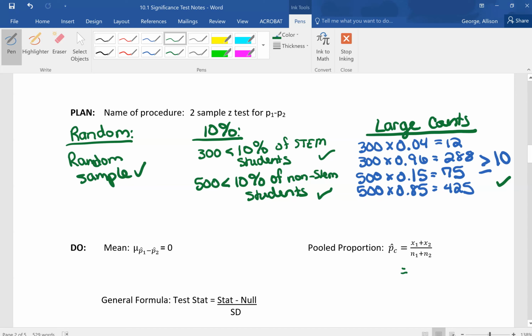Alright, so this is why I had you write down up at the top. We needed our successes. So the successes for P1 was 12. Our successes for P2 was 75. P1 was out of 300. P2 was out of 500. So that gives us 87 over 800, which works out to be 0.109. So that's what we have to use when we plug into our formula. So we're going to use that. That's our P hat C.